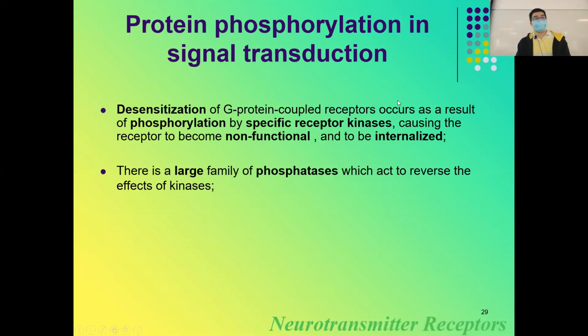Protein phosphorylation in signal transduction again. Now, that can also desensitize the G protein-coupled receptors, as we will look at in receptor regulation. That can cause internalization or enhance their function, depending on which type of modification is on the receptor. Now, apart from the kinases, there is also a large family of phosphatases. They remove the phosphate group and then deactivate or reactivate the protein, depending on the process.